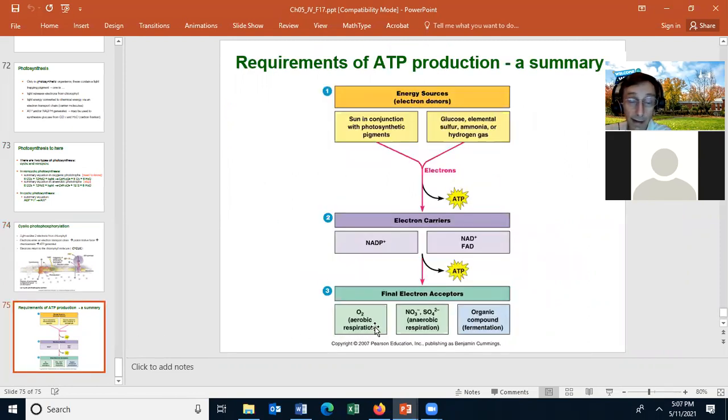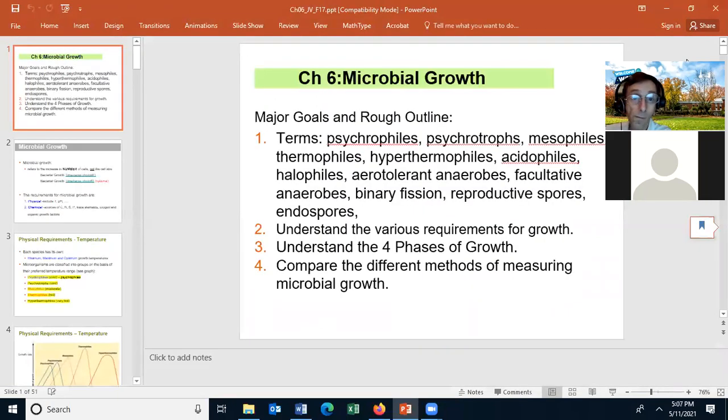The last slide I'll let you read over. It's a summary of ATP production. Making ATP, the energy source can vary. The electron carriers can vary. And then the final electron acceptor can vary. Any questions about Chapter 5?